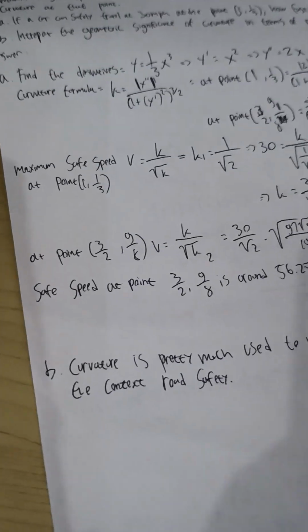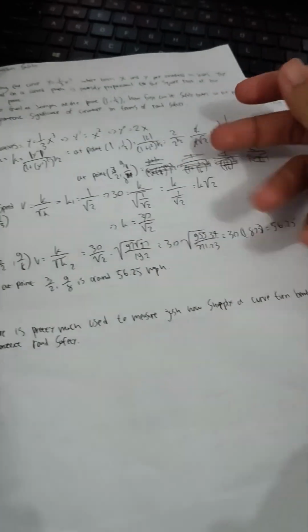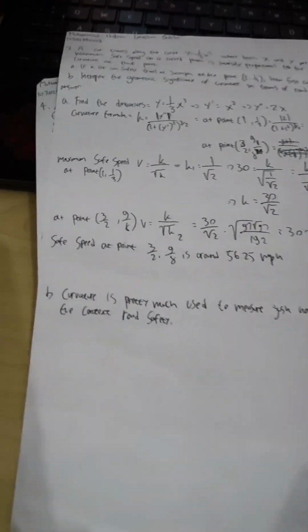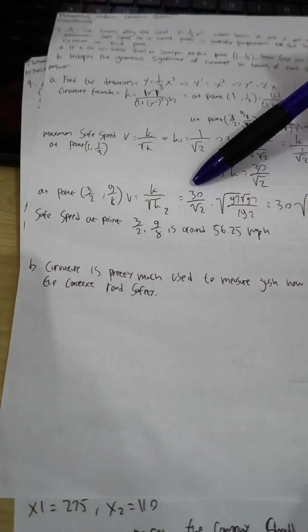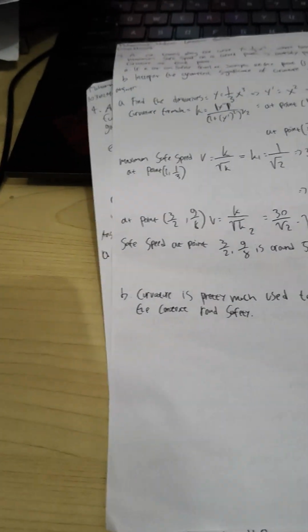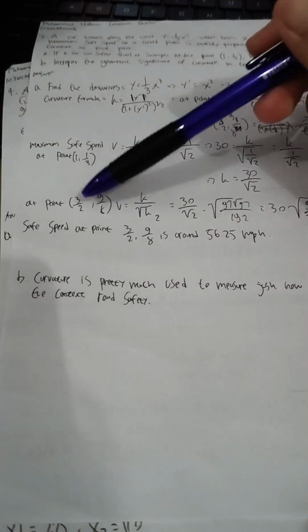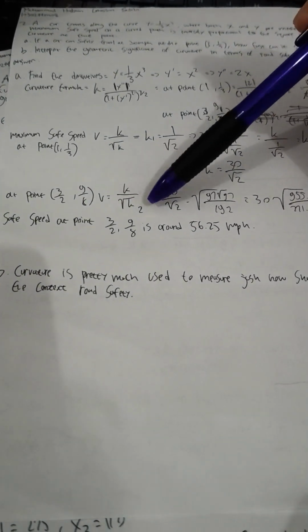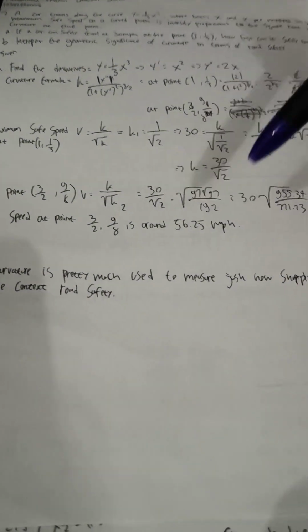It's just counting, okay? I don't think I need to explain counting. I need to explain the formula, not the counting. Okay. Then with this, we got the results. So that, ladies and gentlemen, is the safe speed at 0.3 over 2 and 9 over 8, which is around 56.25 miles per hour.